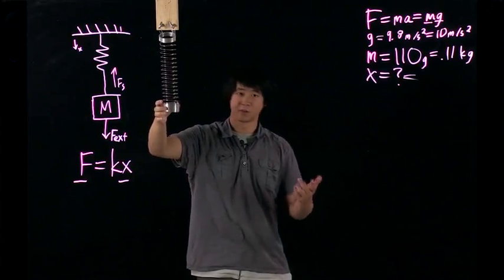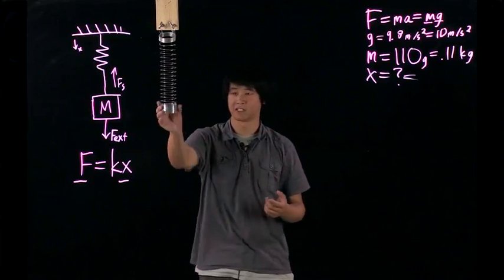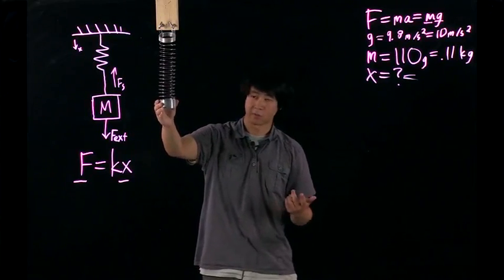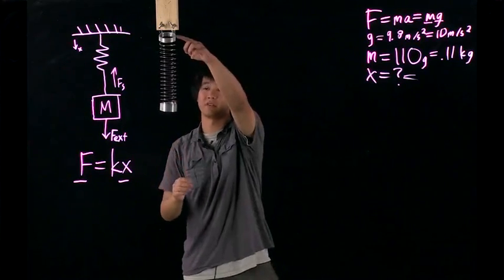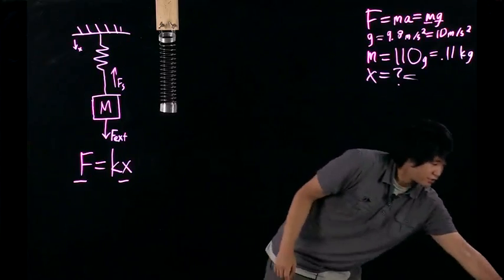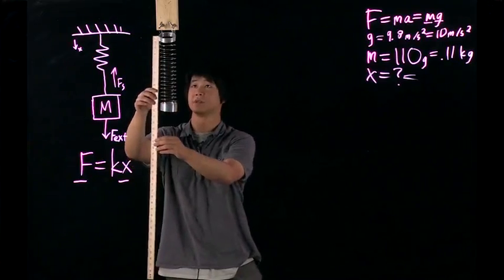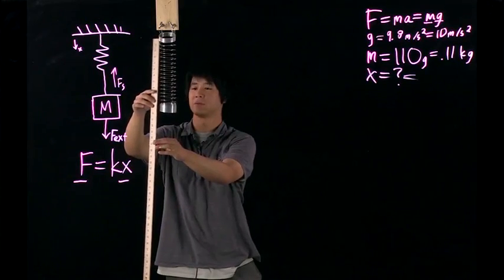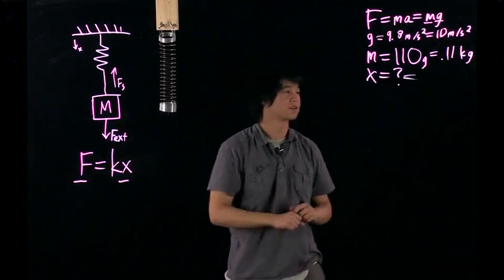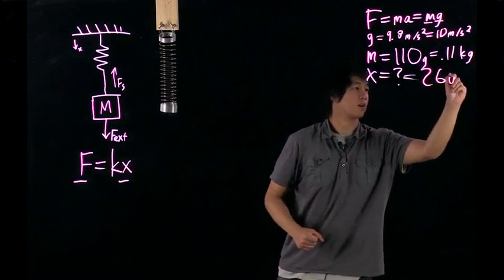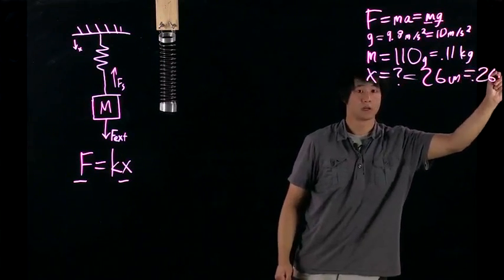So put your force and just let it hang. It may take a while to make it stop oscillating like this, so wait a couple moments or try to stop it. Now the stretched length will be the difference between this and this, which you should take a ruler and just measure. This is approximately 26 centimeters, or to keep our units consistent, converting into meters, about 0.26 meters.